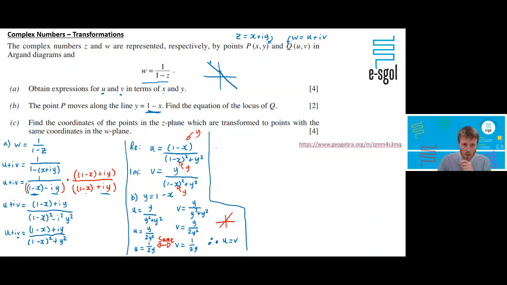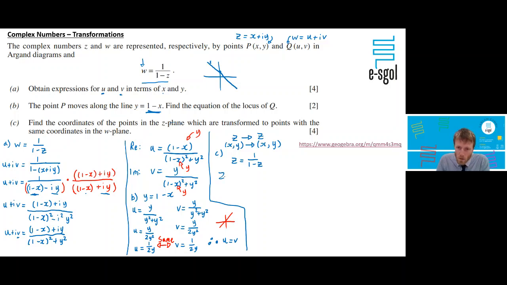I'll do it here. Find the coordinates of the points in the Z plane which are transformed to points with the same coordinates in the W plane. So that means my Z is still going to Z. The x and y coordinates will be turning into the same x and y coordinates. So in the equation here, I can just replace that for a Z. Z equals 1 over 1 minus Z.